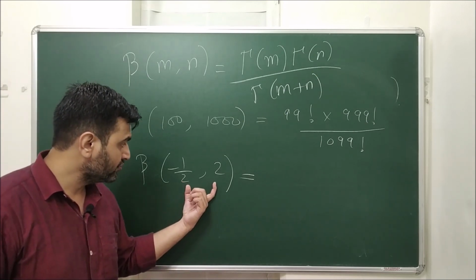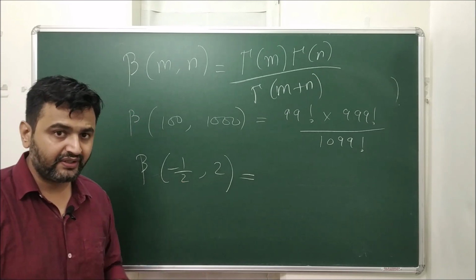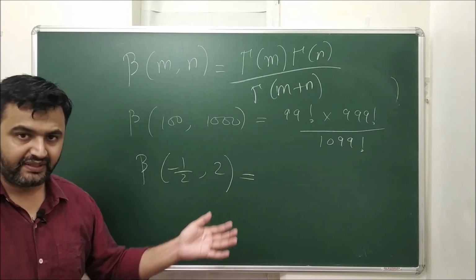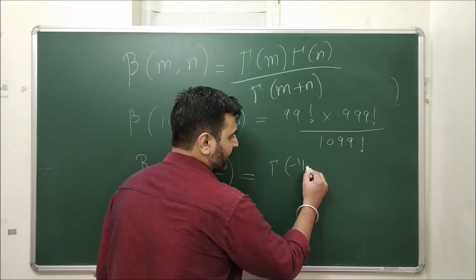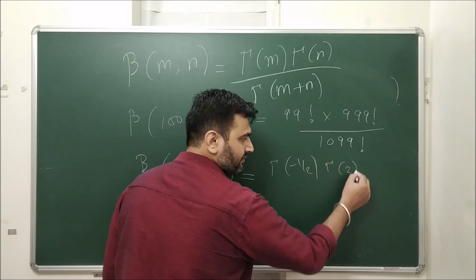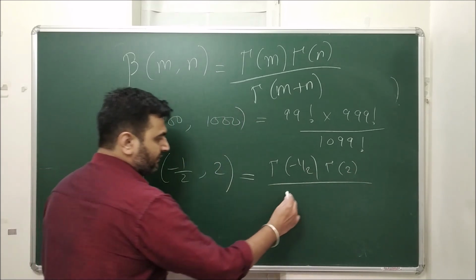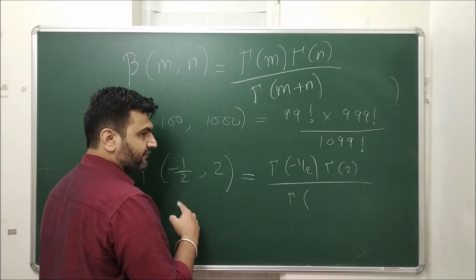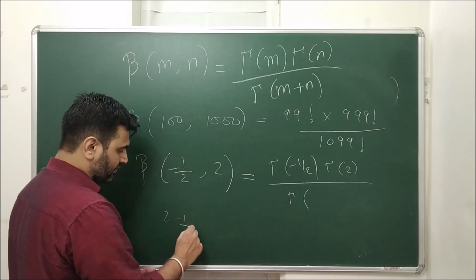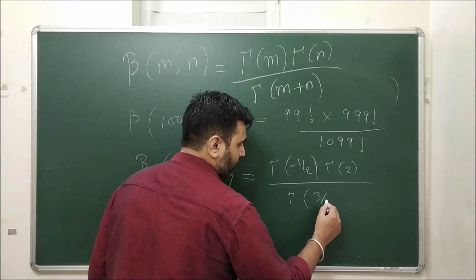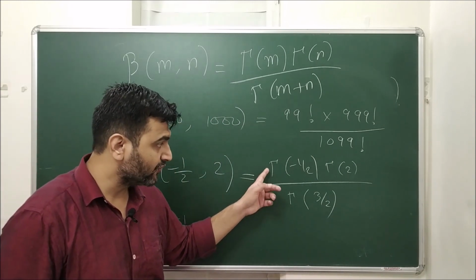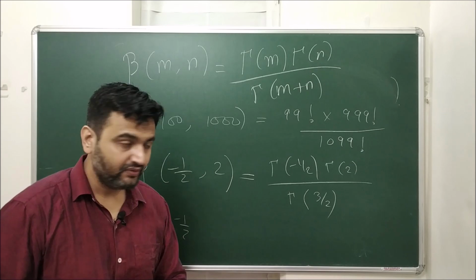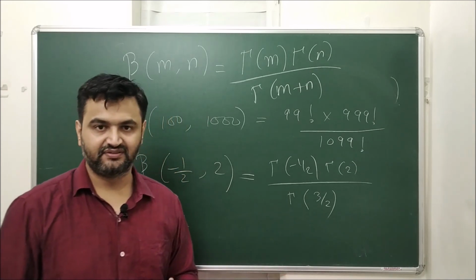So if you take two components whose addition is 0 or a negative integer, then beta is also not defined. But here it is defined, because we need gamma of minus half, gamma of 2, which is nothing but 1, and gamma of the addition, 2 minus half, which is 3 by 2. And this we already found in an earlier lecture. So just try to find this, pause the video and tell me what the answer is for this question.